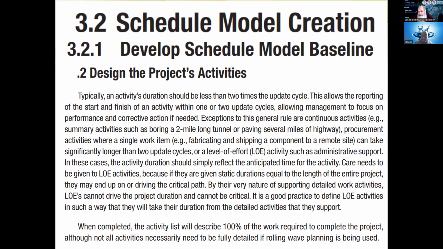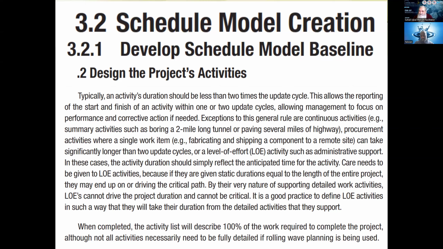What is our update cycle? We need to understand that. And it says your activity duration should be less than two times of the update cycle. What is the update cycle? For example, in your project, the progress report is supposed to be submitted every week. Means your update cycle is 1 week. Agreed? Okay. Classically speaking, there should be no activity which should be greater than the update cycle.